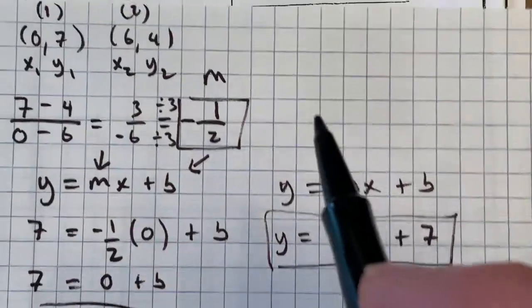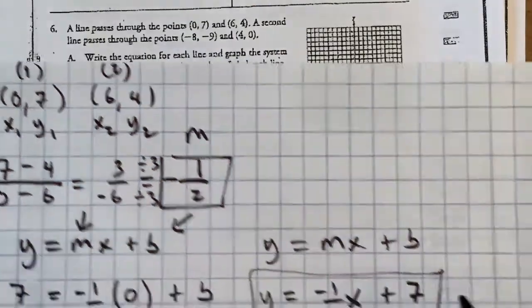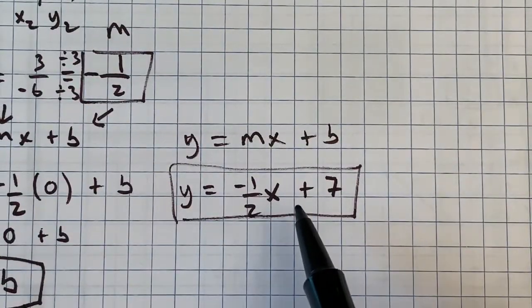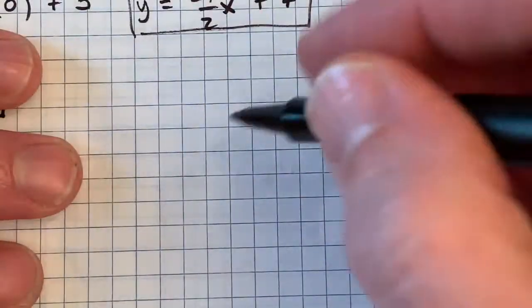And so you're going to do that for the second set of points, which is -8, -9, and 4, 0, and you're going to come up with an equation like that. Then you are going to graph both of these. So let me remind you how to graph in case you forgot.